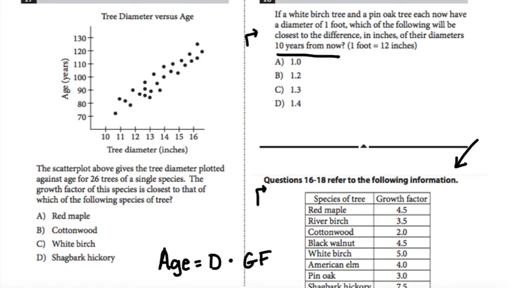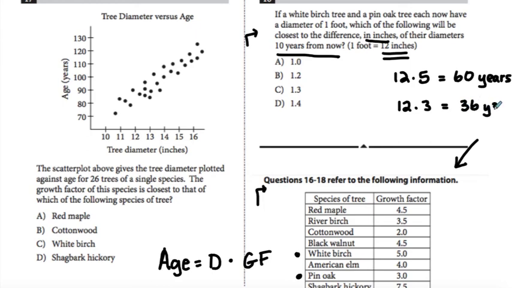All right, well, I thought about that and I'm like, okay, well, here's the pin oak and here's the white birch. I really need to know their age now in order to do this. So I've calculated each of their ages. So the white birch, I took its diameter as a foot. So I now want to do everything in inches. So I'm going to do 12 times its growth factor of 5. So its current age is 60 years old. And the pin oak, I'm going to take 12 and multiply its growth factor of 3, which gives me an age of 36 years old.